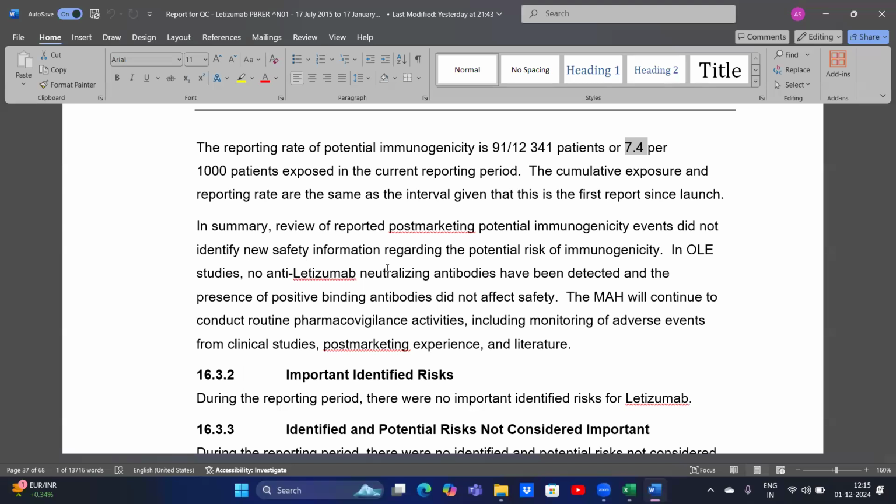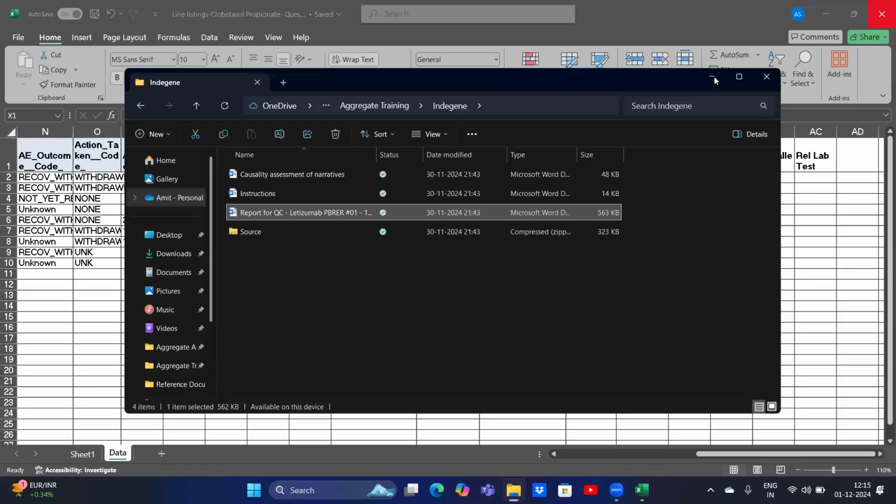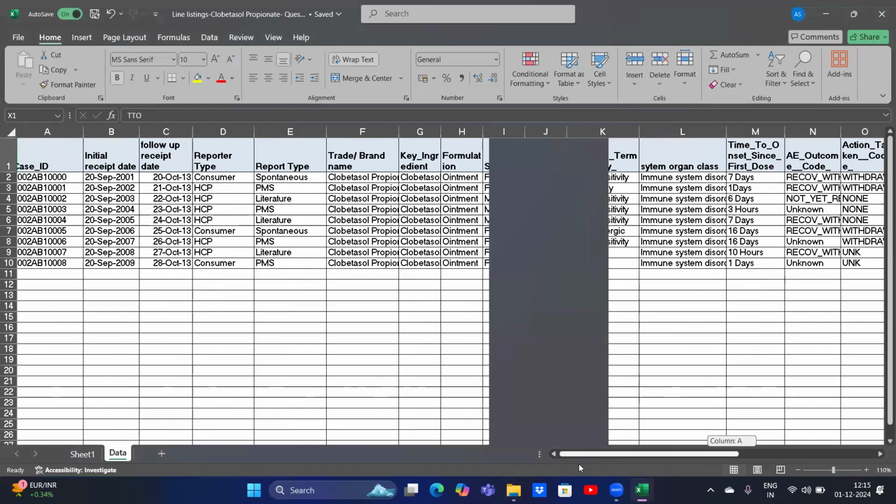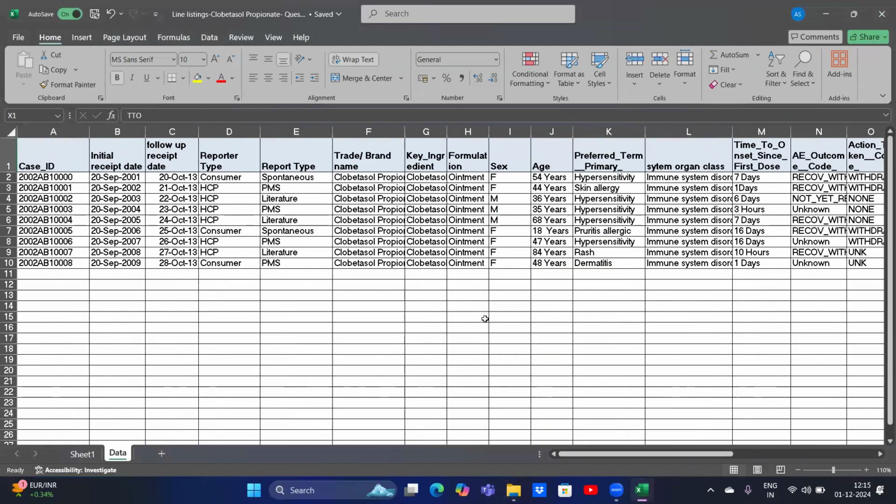Okay. Any doubt, people? Yes, I have a doubt. Apart from the important risk, do we mention anything about the non-important risk in the aggregate report? No. In one session, I told you, you don't have to say anything about non-important risk. We present only important identified, important potential, and missing information. No need to mention non-important.